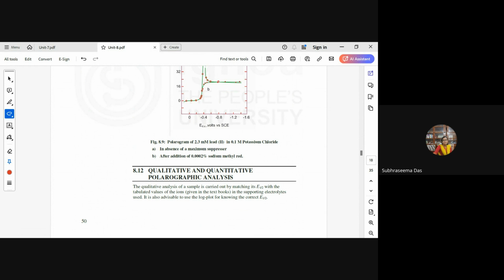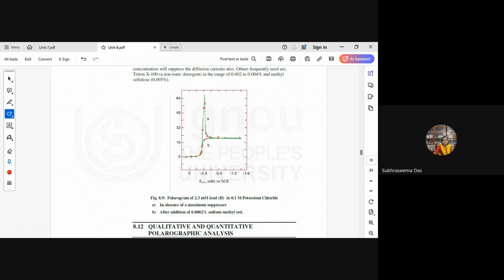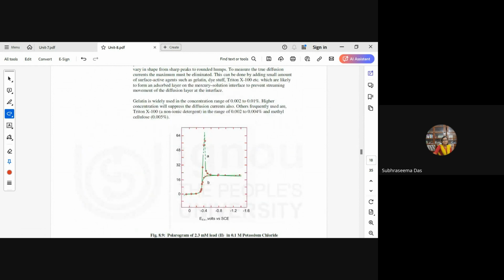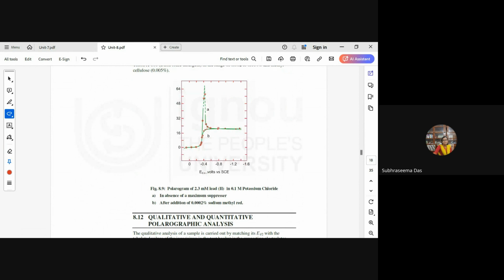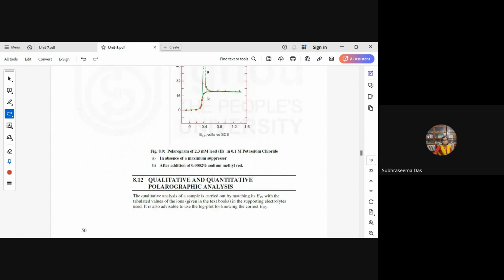In figure 8.9, the polarogram of 2.3 millimolar lead in the presence of 0.1 molar potassium chloride is shown. Figure A is in the absence of a suppressor, whereas figure B shows that after addition of a surface active reagent, the intensity of the polarogram decreases.